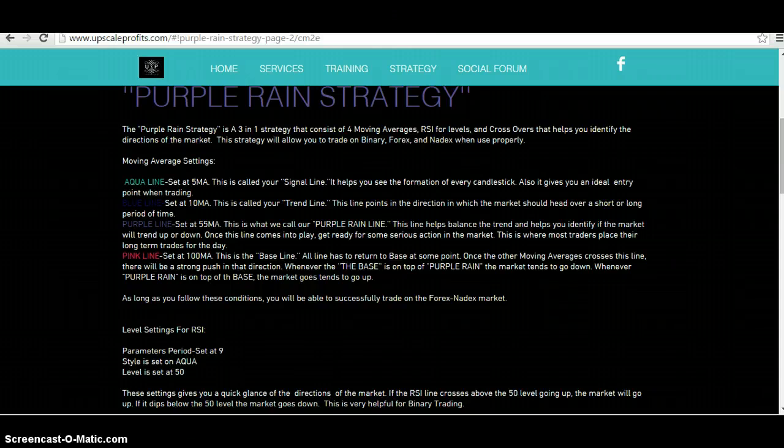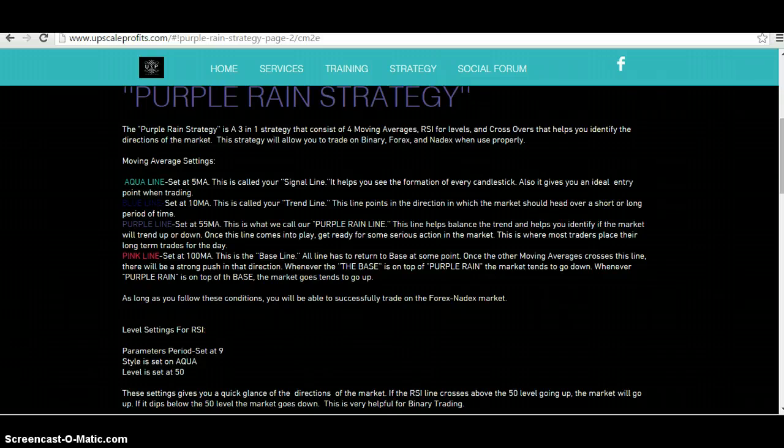The purple rain strategy, the 3-1 strategy, consists of 4 moving averages. It consists of RSI for levels, and you have crossovers to help you identify the direction of the market. This strategy will allow you to trade binary, Forex, and Nadex when used properly. I'm not going to cover the settings because you guys already know what the settings are because you're part of the group. But I'm just going to talk about each and every indicator and moving average.